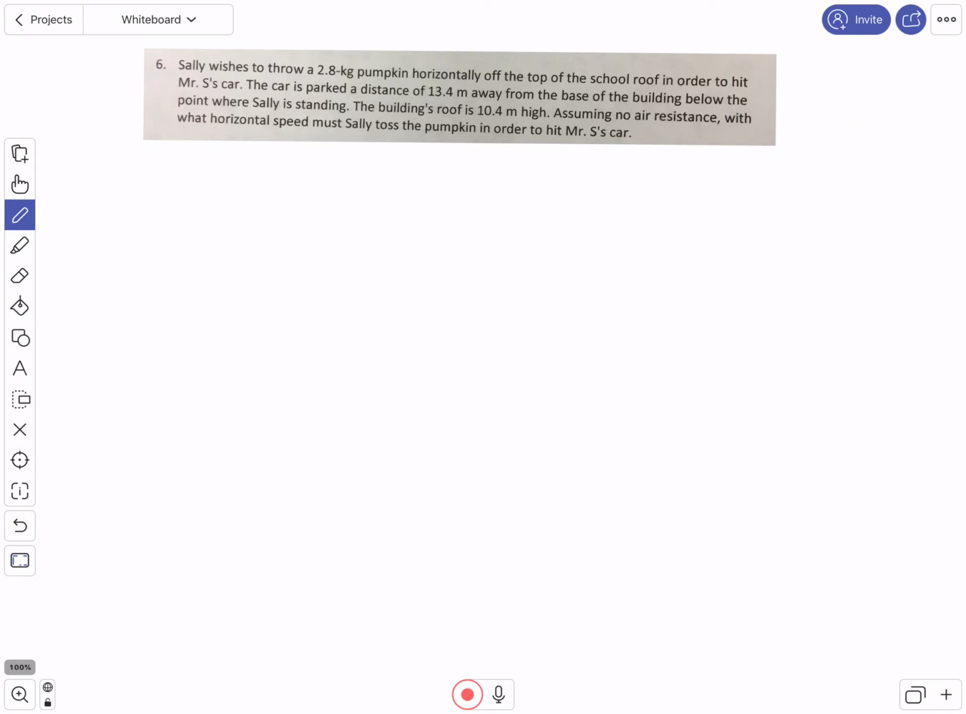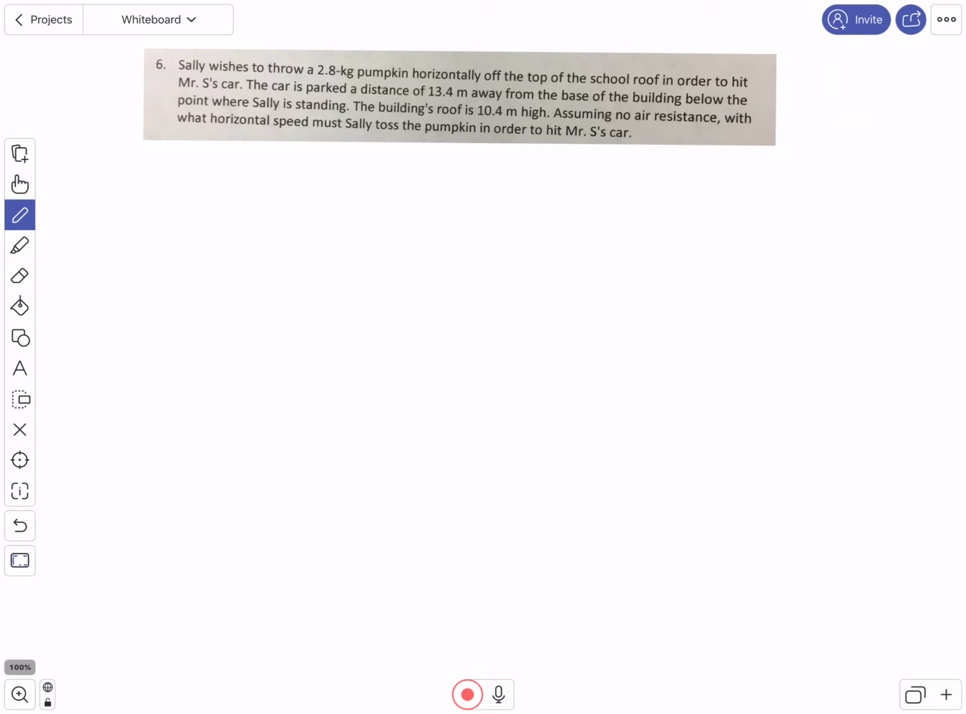So Sally wishes to throw a 2.8 kilogram pumpkin horizontally off the top of the roof in order to hit Mr. S's car. The car is parked a distance of 13.4 meters away from the base of the building below the point where Sally is standing. The building's roof is 10.4 meters high. Assuming no air resistance, with what horizontal speed must Sally toss the pumpkin in order to hit Mr. S's car?